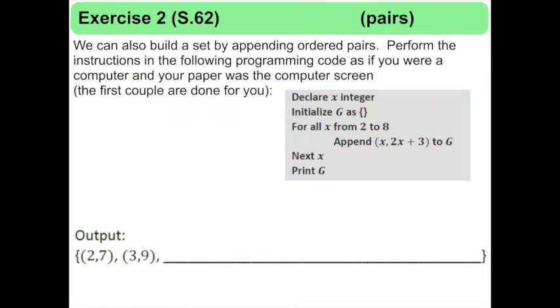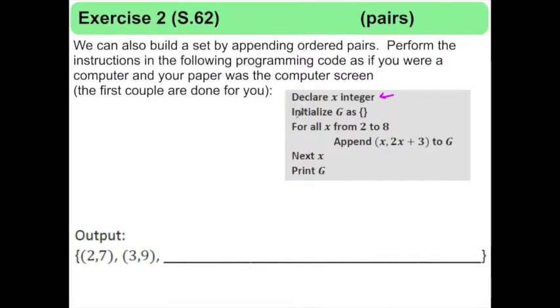In exercise number 2, they give us another one. It says we can also build a set by appending ordered pairs. Perform the instructions of the following programming code. So again, let's just look and see what's in it, because that's where you're going to understand what to do. They tell us that we're focusing again only on integers.